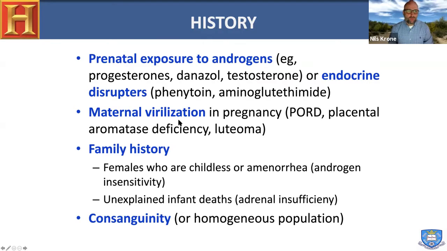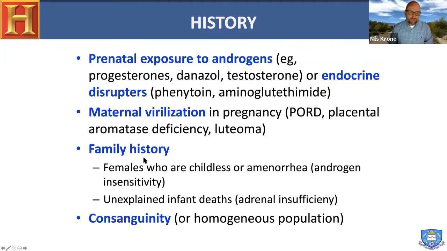So what do we want to know when we take the history in terms of the diagnostic process? One bit here is asking those parents about prenatal exposure to androgens such as progesterone and other stuff, or potential endocrine disruptors. There are only a few examples here in terms of drugs. What I would do is ask for maternal virilization, because there are rare forms of oxidoreductase deficiency, placental aromatase deficiency, luteoma, and a few other even rarer causes.